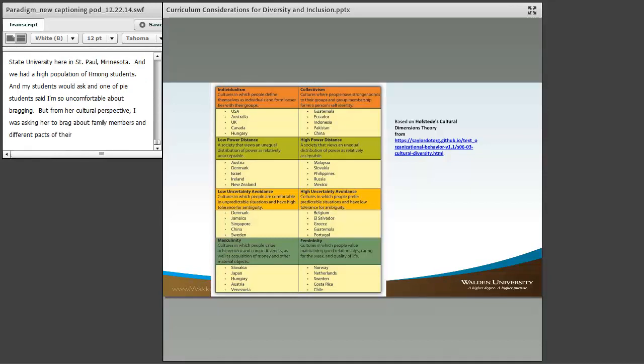So even as we look to extract these wonderful narratives in our classroom, we have to be mindful that culture is a lens there as well.